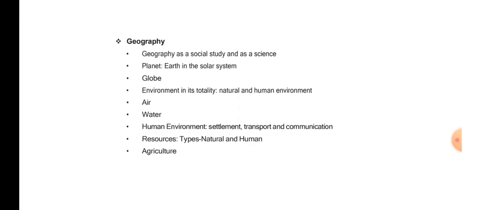Now geography. Some of you might be good at history, some of you might be good at geography, some of you might be good at civics, some of you might be good at economics. So accordingly, you please prepare yourself. Now geography as a social study and as a science. Planet, Earth and its solar system, globe, environment in its totality, natural and human environment, air, water, human environment, settlement, transport and communication, resources, types, natural and human, agriculture. So friends, if you are coming from social science background and you need any help, do comment in the comment section and we shall try our best to solve your problem.